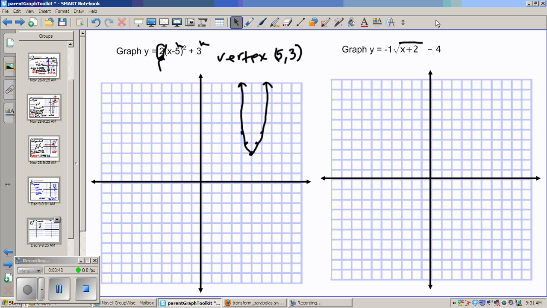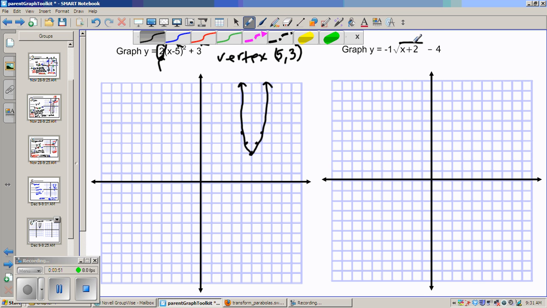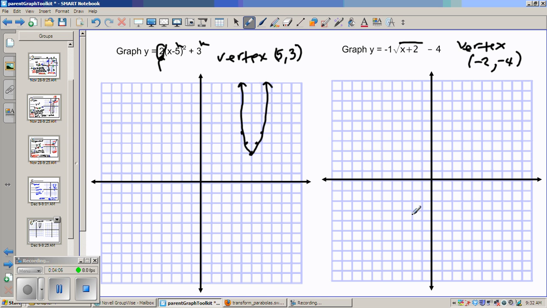So again, the first thing I recognize is that my vertex is at (negative 2, negative 4), or the starting point in this case. I guess it's not really a vertex. (Negative 2, negative 4) is my starting point. The graph is going to be about the same width as y equals the square root of x that we saw over here, but it's going to open down instead of opening up.